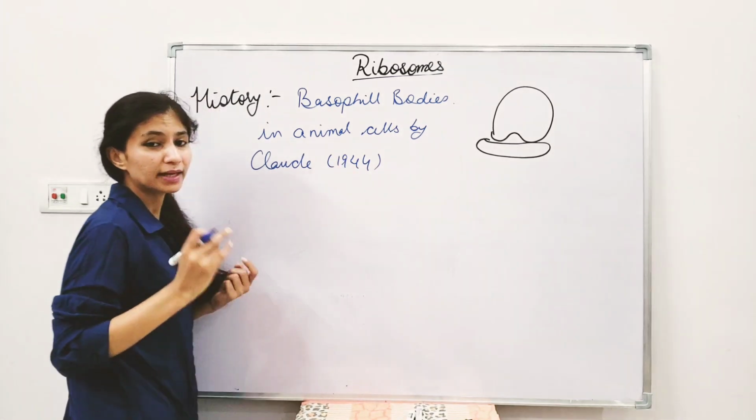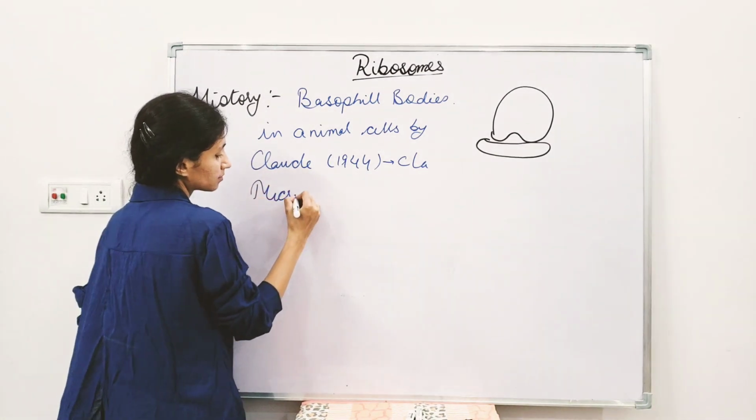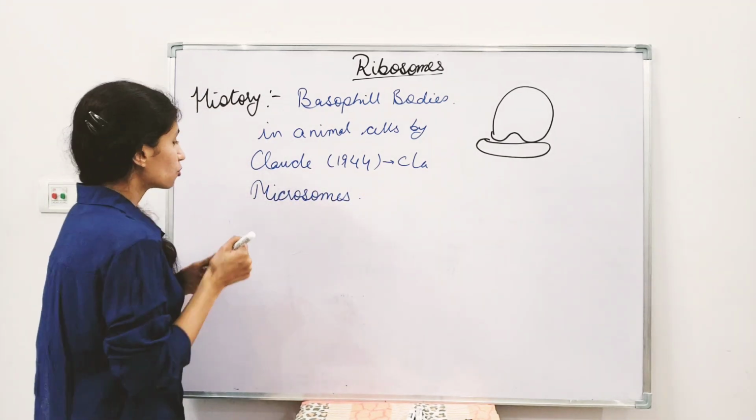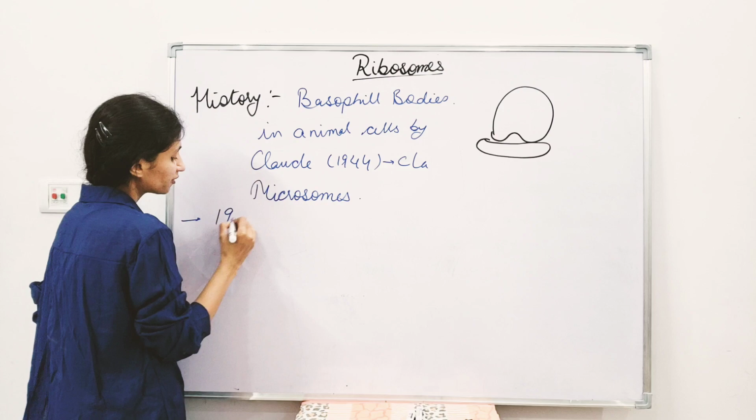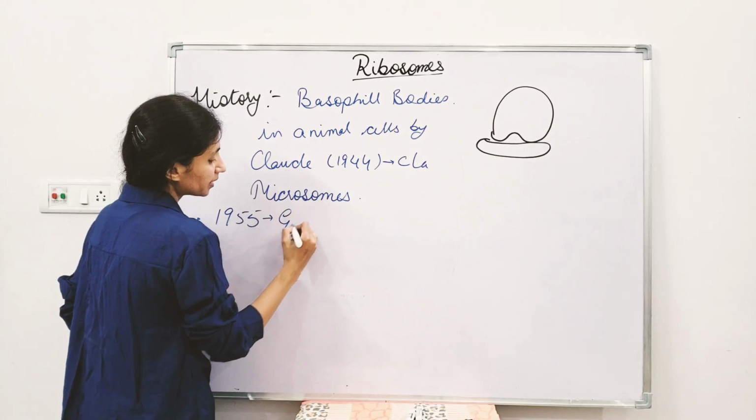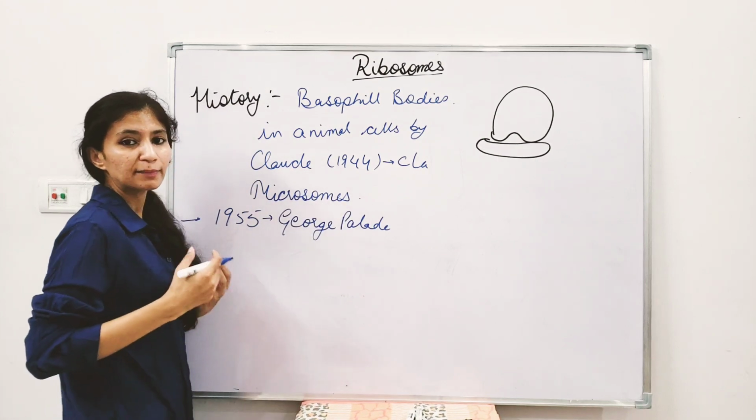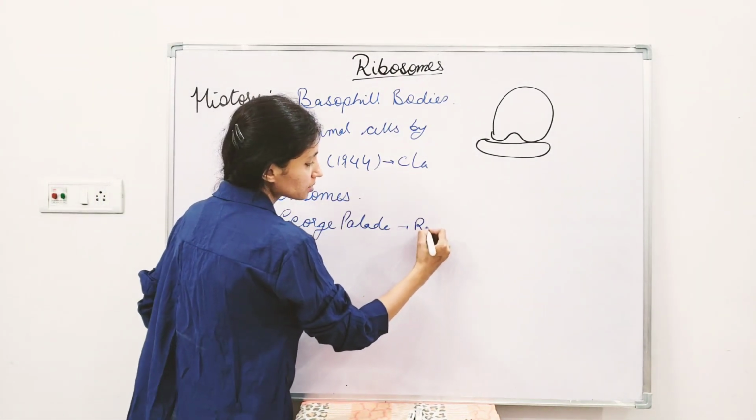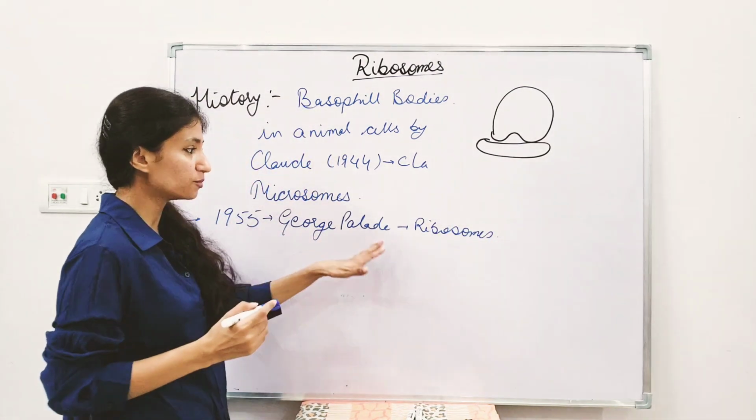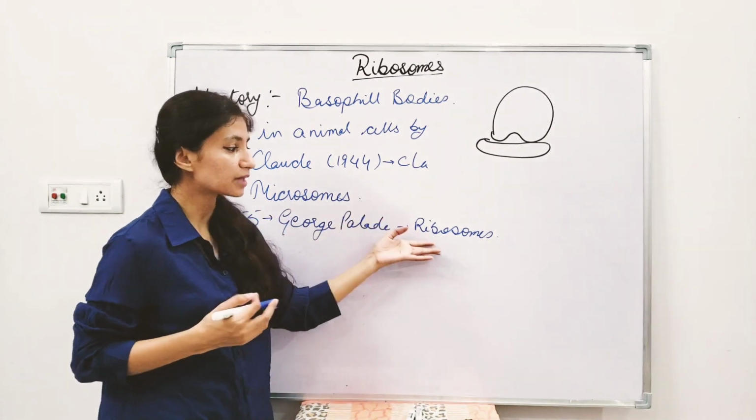He called them microsomes, because they were microscopic structures. Later, in the year 1955 or 53, in some places it has been written as 53, somewhere as 55, another scientist called George Palade, with the help of an electron microscope, discovered these ribosomes and called them ribosomes. He was the first one who observed these ribosomes with the help of an electron microscope, gave the exact structure, and gave the term ribosomes.